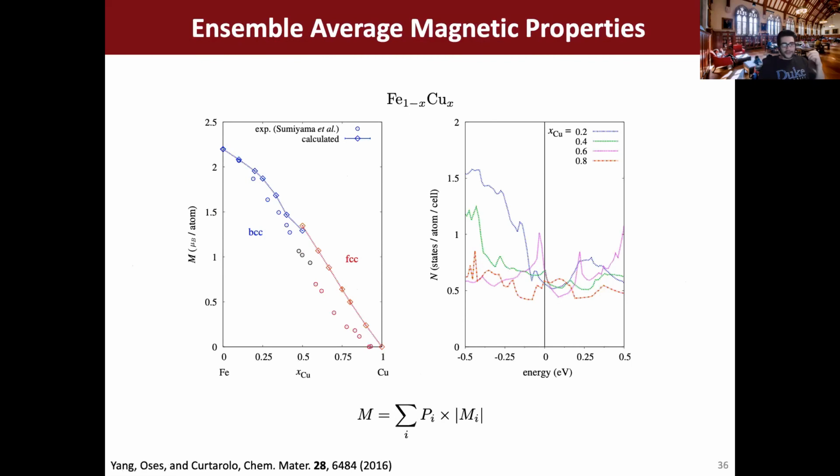And you can actually study magnetic properties too. So you can look at the average magnetic moment. We're looking at this copper iron system, and we're looking at the average magnetic moment as we increase the copper concentration. We know iron is magnetized, copper is not. And so the magnetization decreases, and you see that the calculated values actually model this pretty well.